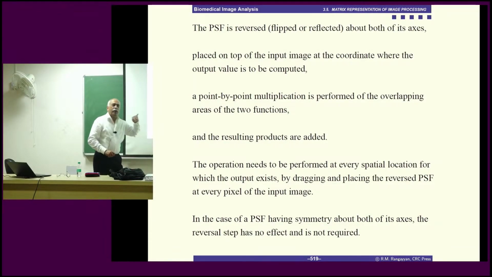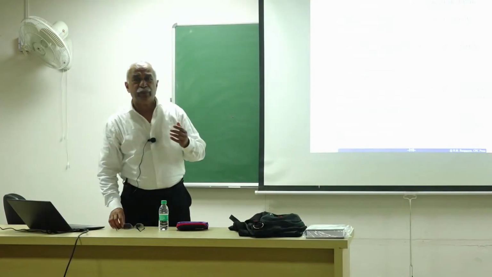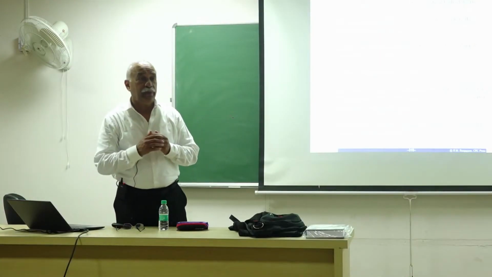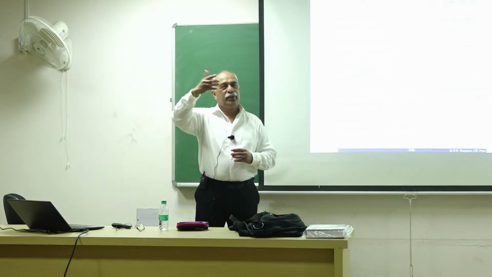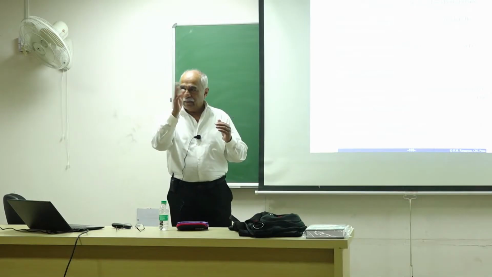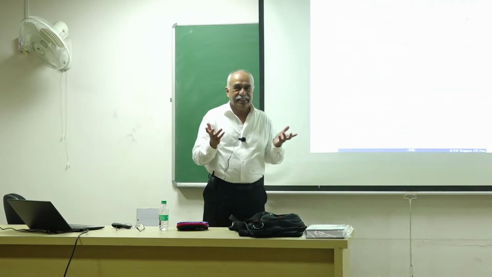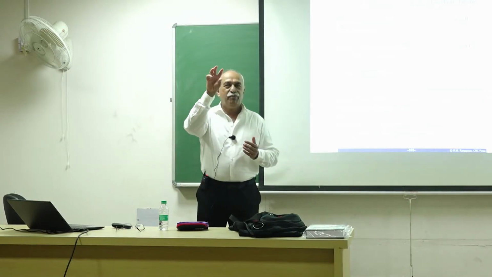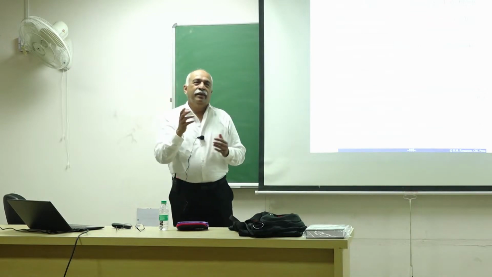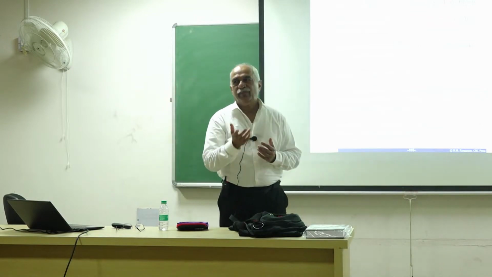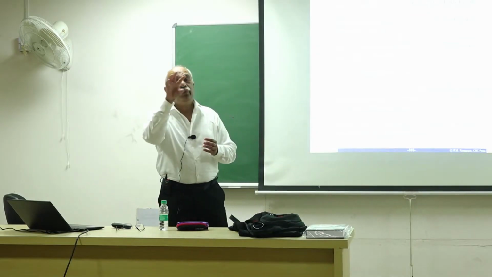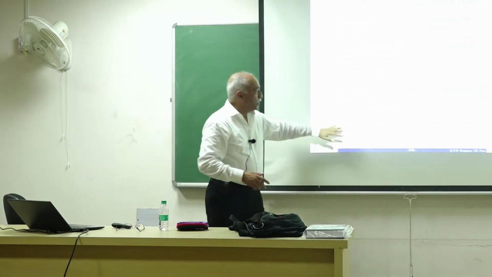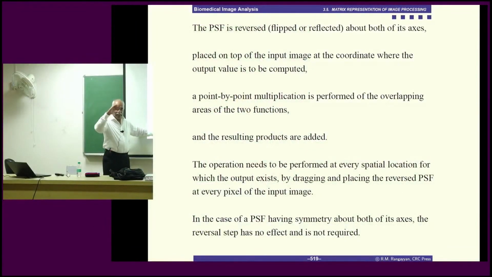In most cases, the point spread function of imaging systems will have some symmetry or even isotropy. Symmetry means if you flip this way or that way, it doesn't matter. So that reversal is not necessary, and you just use it as a masking operation. Convolution is also a masking operation, but you need to reverse the impulse response matrix before you do the masking. But if the impulse response has symmetry about both the x and y axes, then reversal is not required.